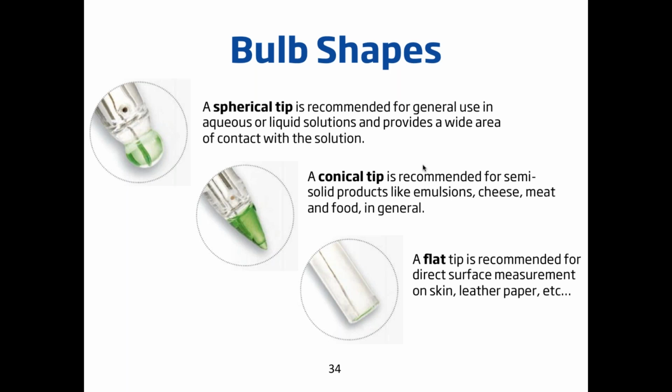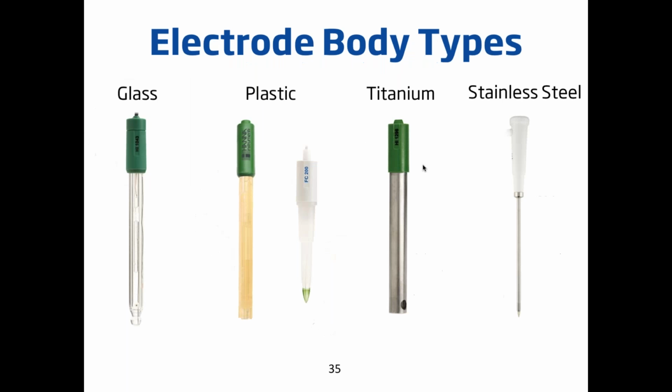They're solids, or they're semi-solids, or they're viscous. So an alternative tip shape might be better. A conical tip lets us penetrate our sample, such as a cheese or a yogurt sample. A flat tip allows us to take a surface pH of things like leather or other surfaces. So customizing this tip can give you a little bit more flexibility in your measurement.